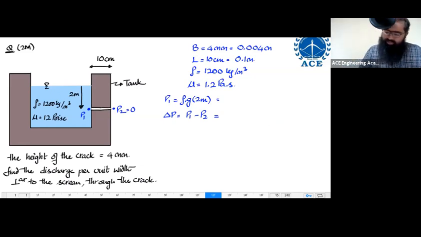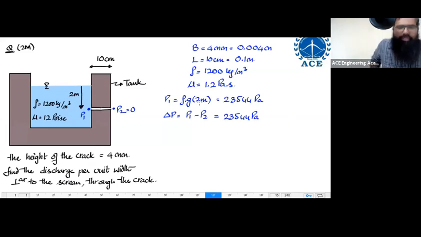Height of the crack is basically the thickness between these two plates. I hope all of you are following this thing. It's a good question. P1 is 23544. Delta P also should be, of course, the same thing, 23544, because the value of P2 is equal to 0. Okay. I hope all of you are getting these values. I hope this thing is clear to you.